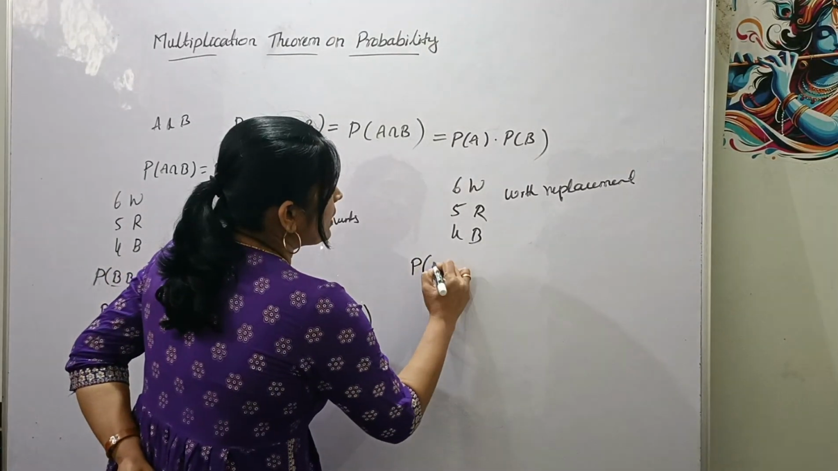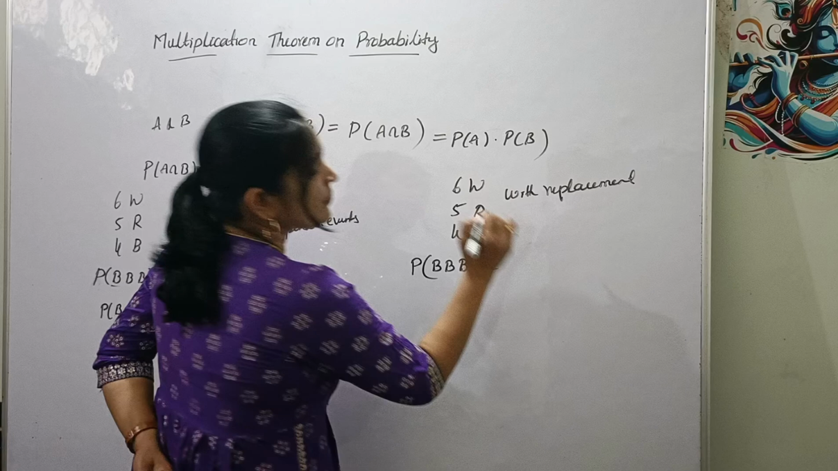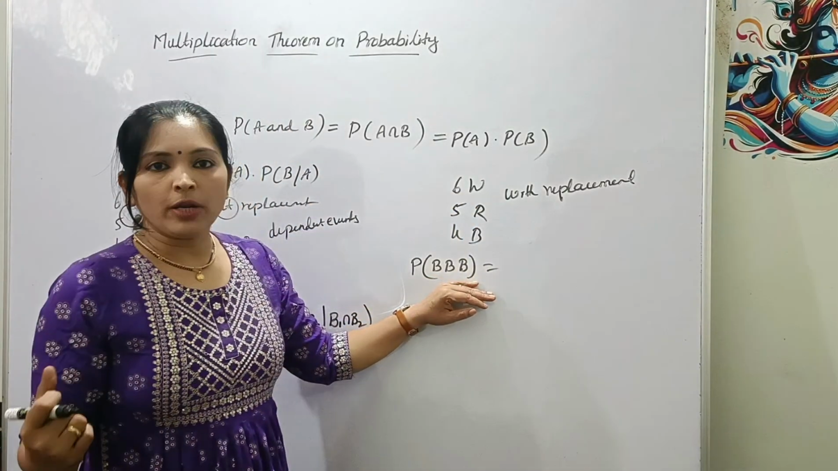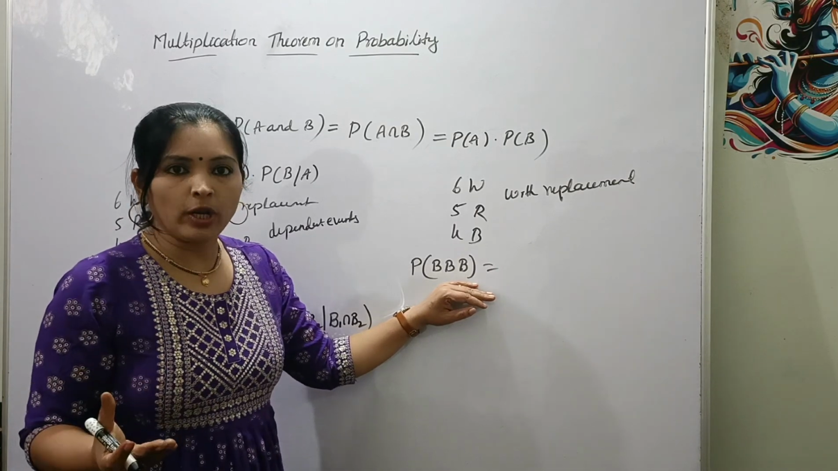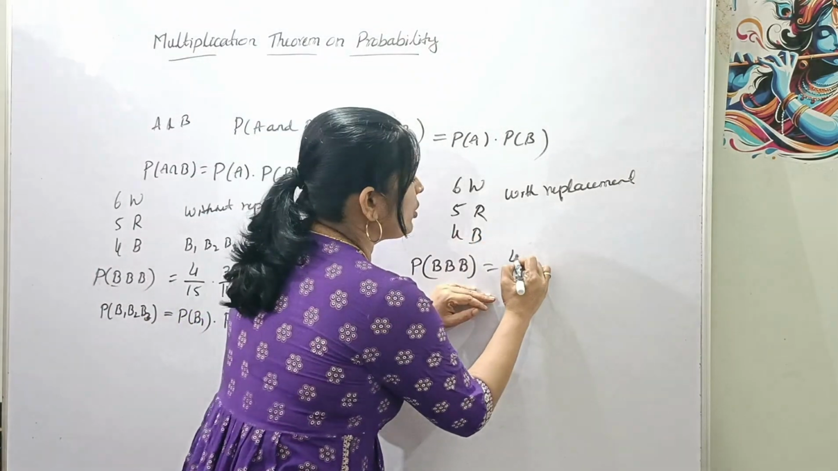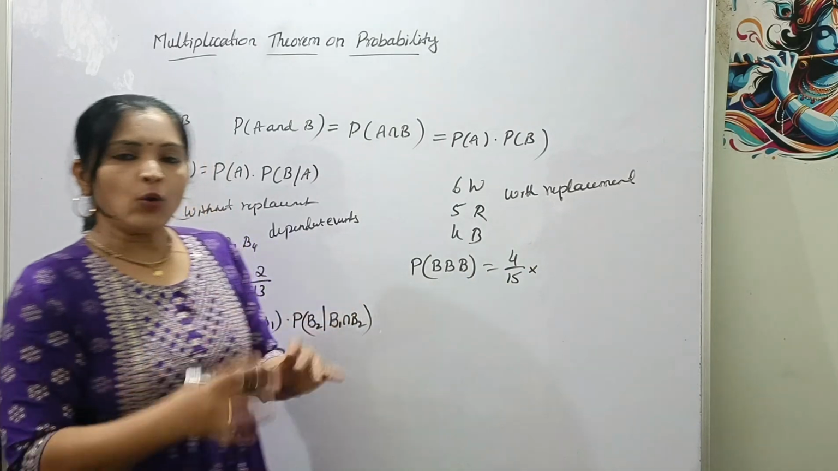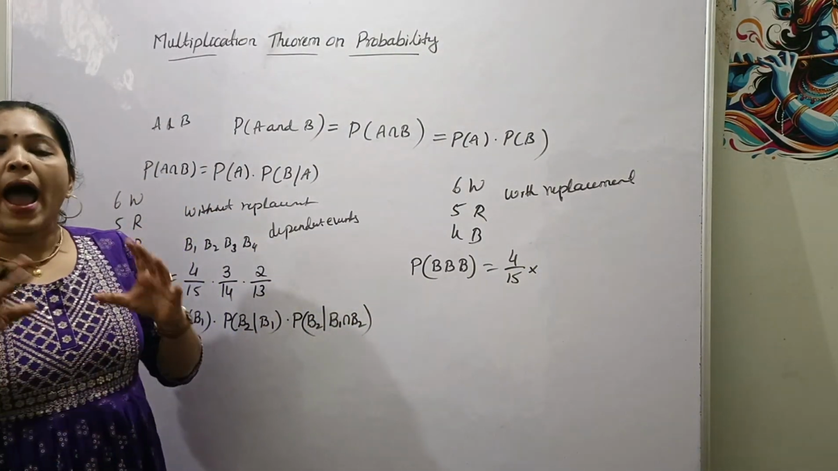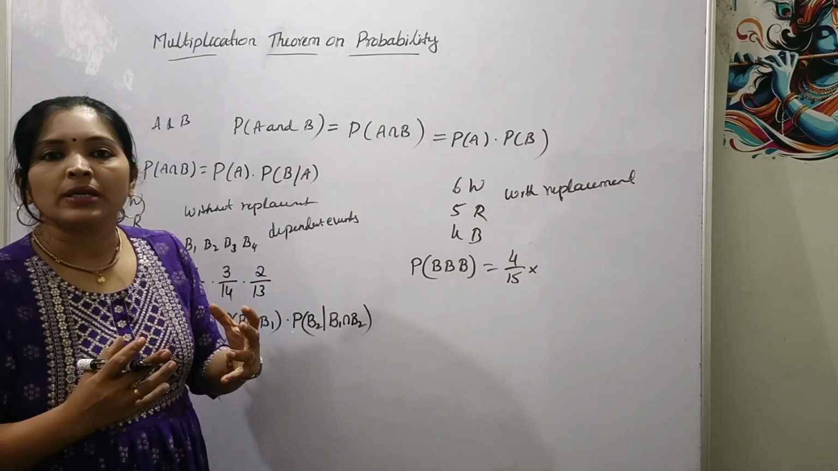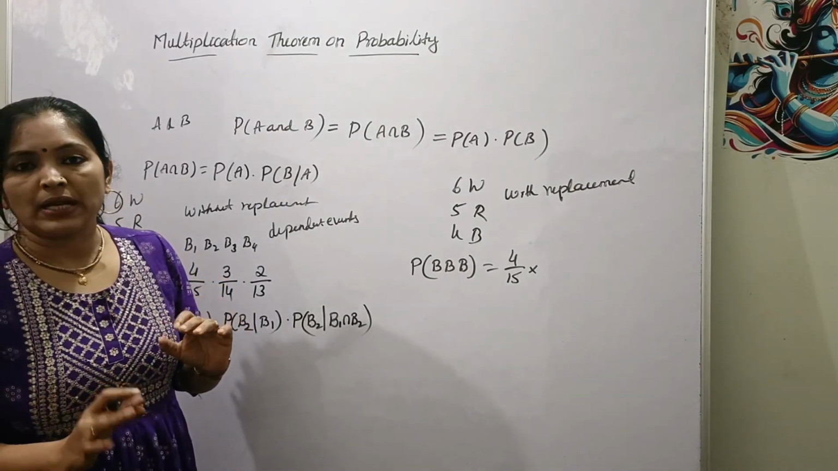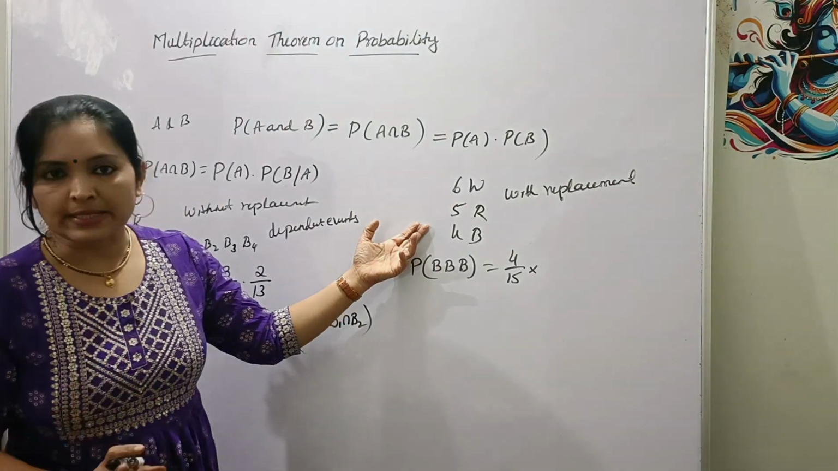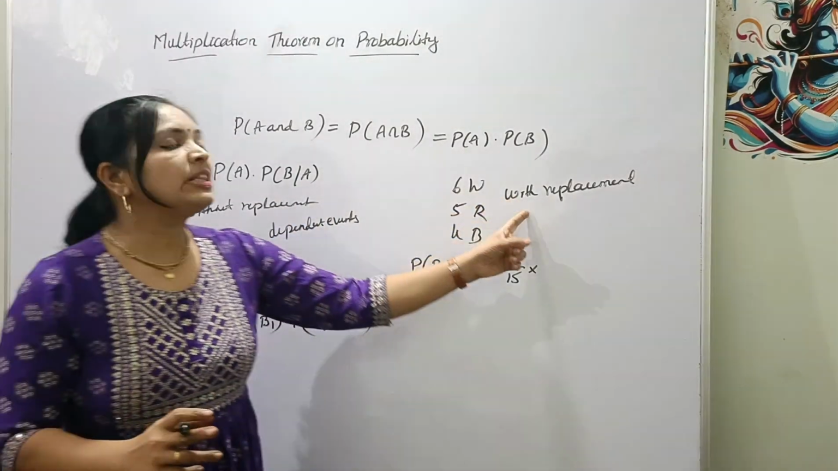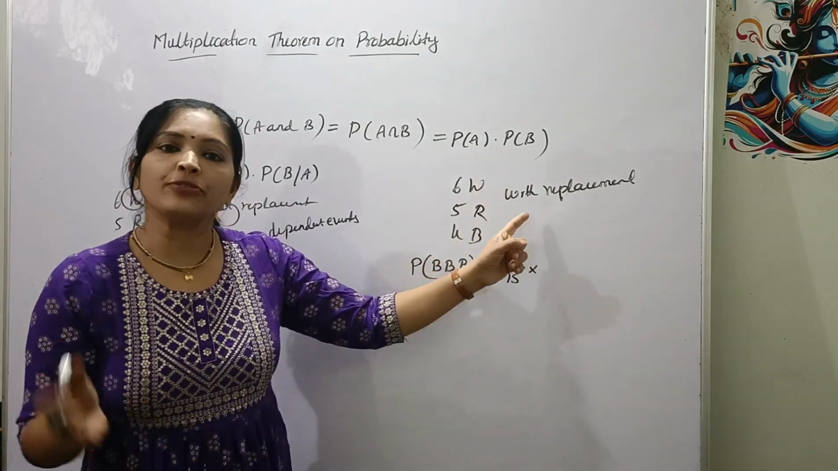So, probability of 3 black balls drawn: first we select one ball. What is the probability that it is a black ball? 4 divided by 15. Now, we replace it back. The number of balls in the bag remains the same, that is 15 balls, and there are 4 black balls, because it is an experiment with replacement.